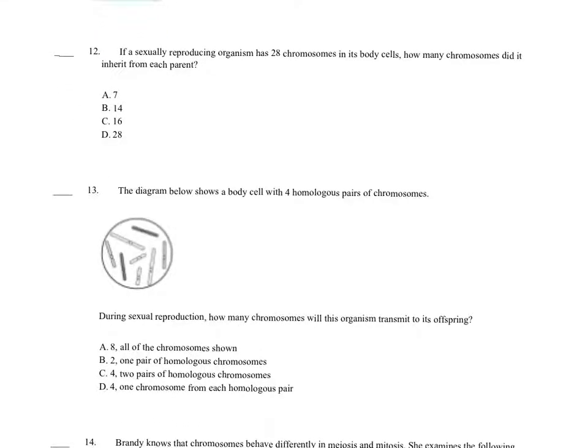If a sexually reproducing organism has 28 chromosomes in its body cells, how many chromosomes did it inherit from each parent? 14, half. Again, I thought 90% of these questions are really easy. The only problem is they were easy if you understood mitosis and meiosis, right? If you didn't understand mitosis and meiosis, then it's not easy.